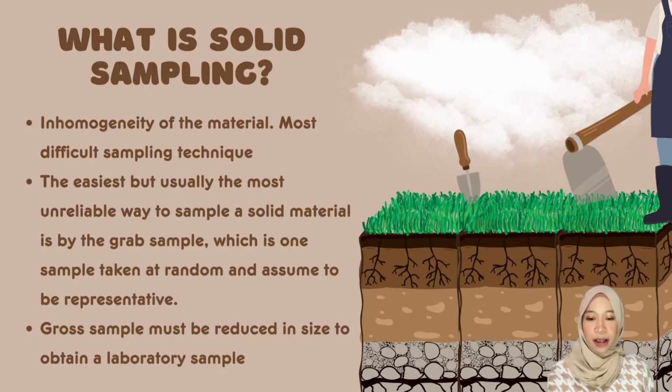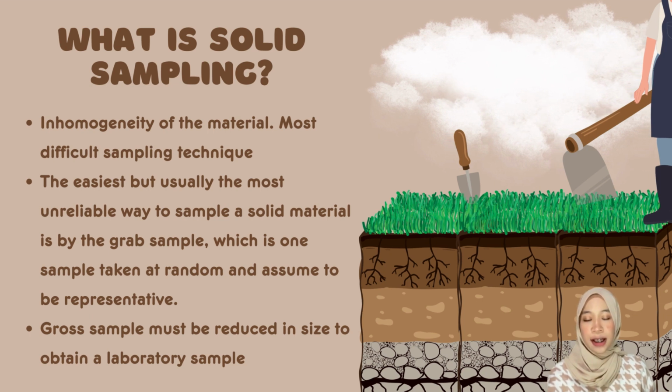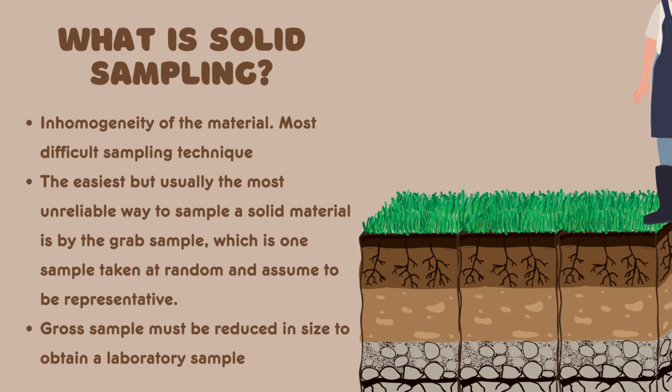What is solid sampling? Solid sampling involves inhomogeneous material. It is one of the most difficult sampling techniques. Grab samples, which are one sample taken at random and taken to be representative, are the easiest but typically inaccurate way to sample a solid material. A gross sample must be reduced in size to obtain a laboratory sample.